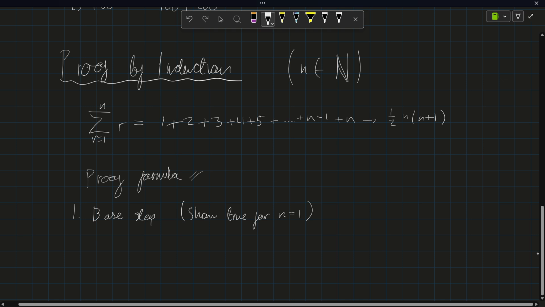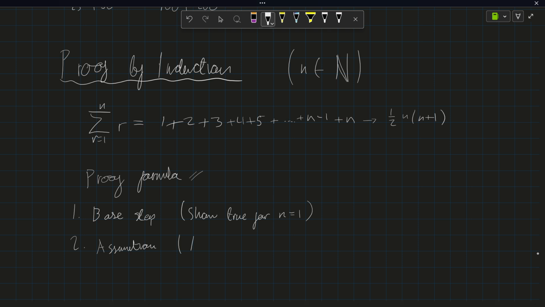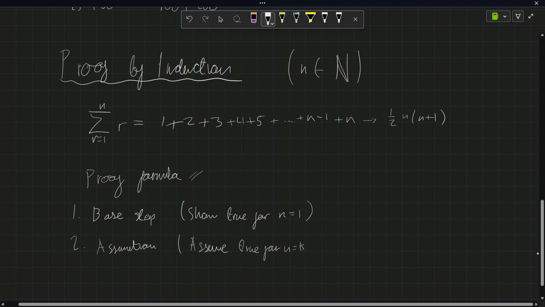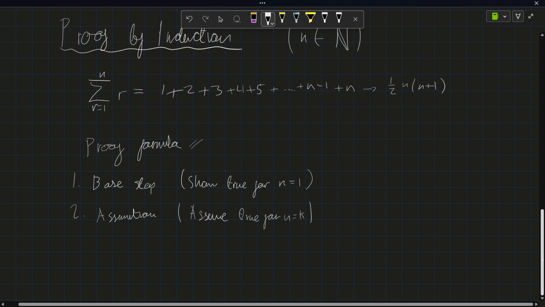Then the second step is the assumption. True. Okay. Then the final step, step 3, is the inductive step.